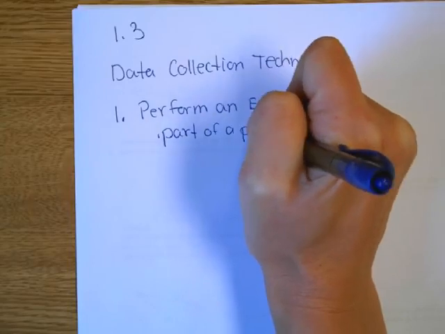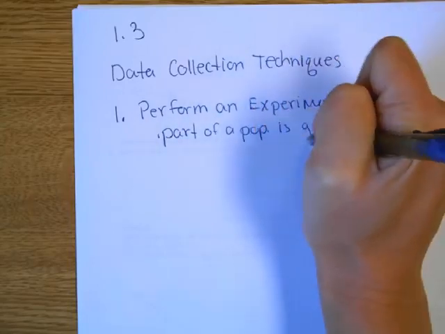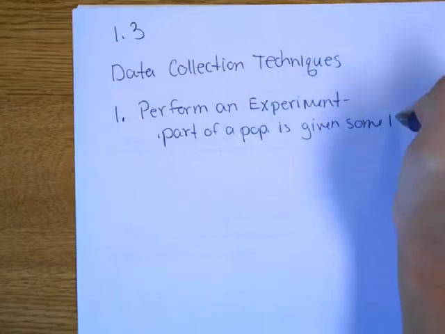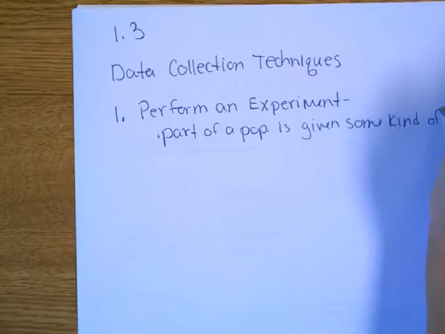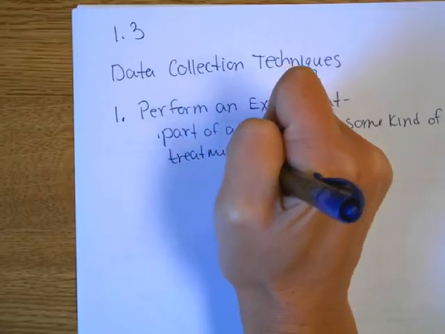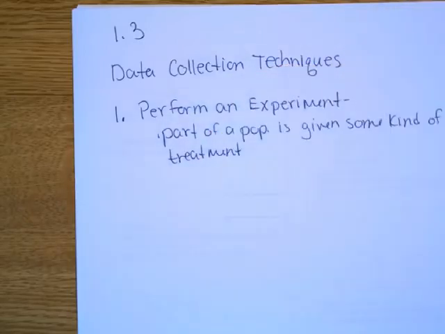of a population is given some kind of treatment. So I could use that as, say I want to try a new teaching technique. I could do something different with this hour than I do with 5th hour. See if there's more improvement in here than over there. So, lots of ways you can perform an experiment.